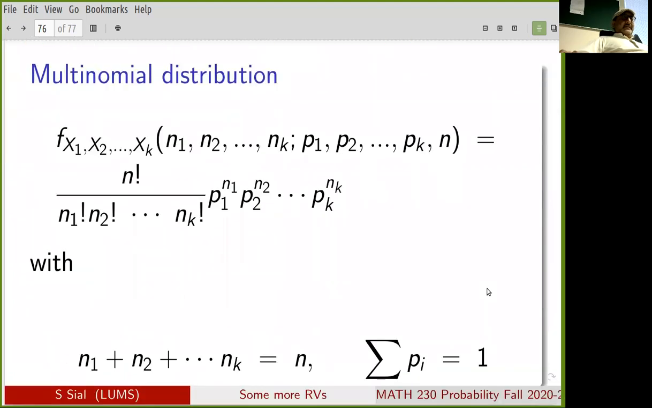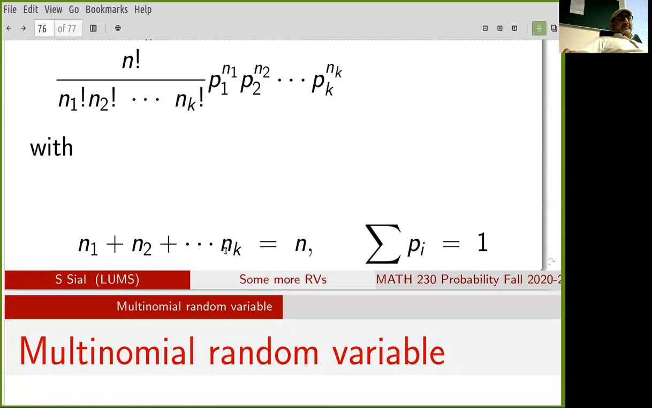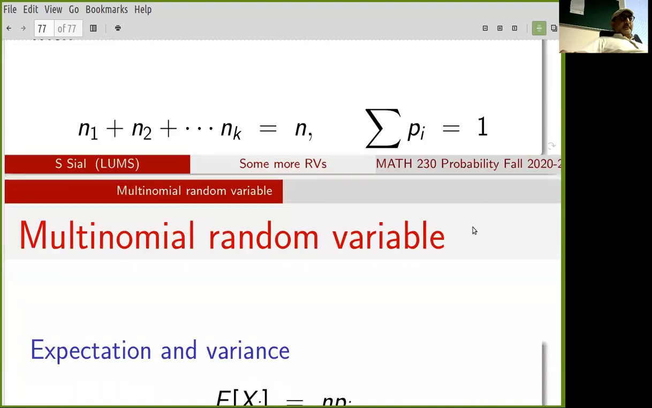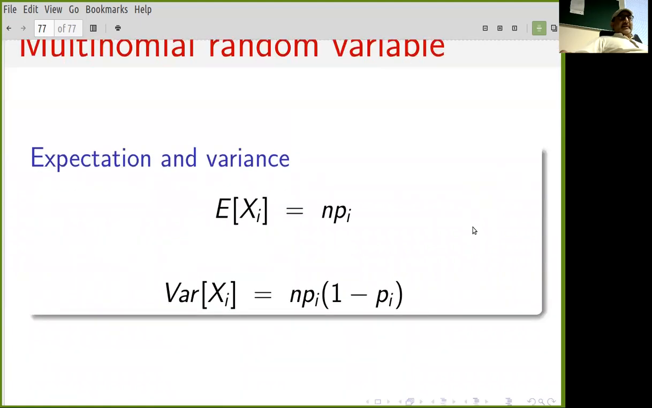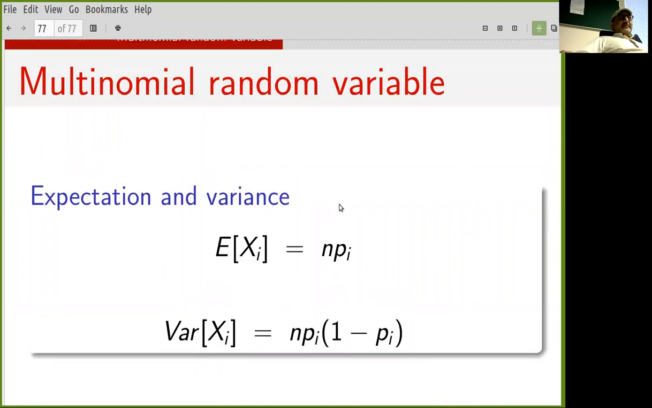And then the probability is that multinomial coefficient times p1 to the n1, p2 to the n2, pk to the nk, where n1 plus n2 plus up to nk is equal to n, and of course the summation of the probabilities has to equal 1. And we get that the expectation of xi is n p sub i, and the variance of xi is n p sub i times 1 minus p sub i. All right, so that was the discussion of the multinomial random variable.